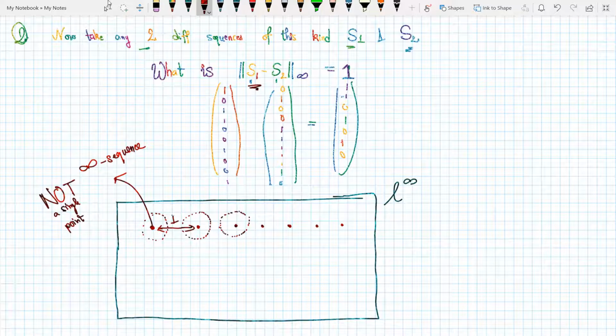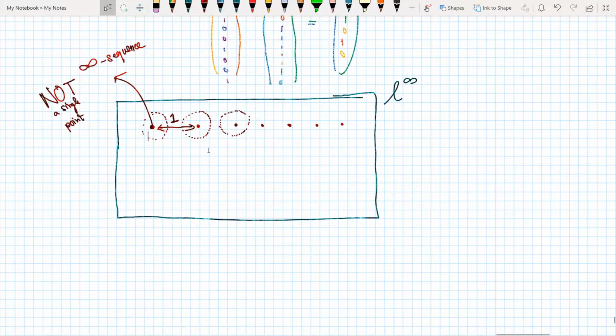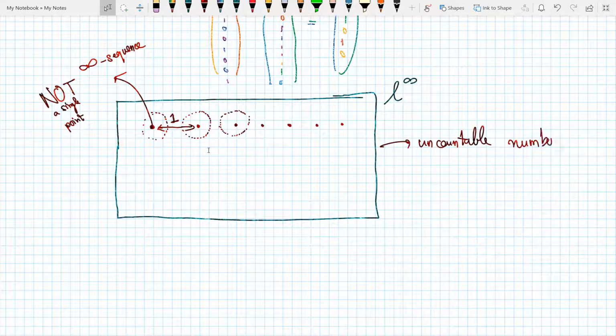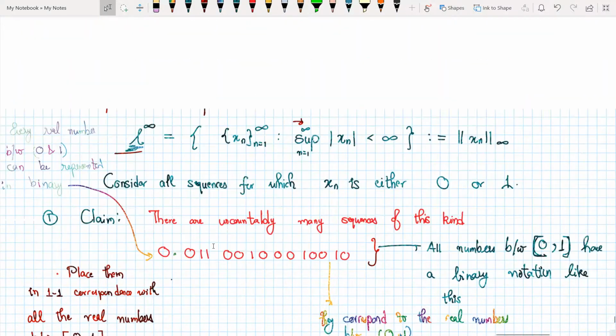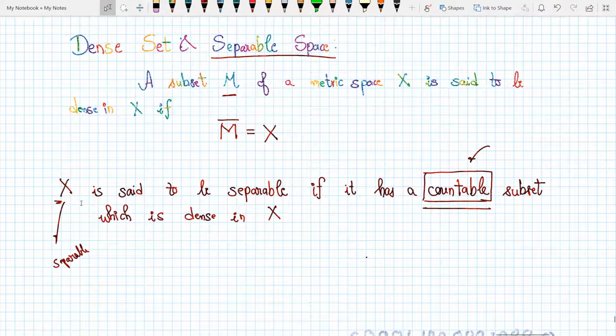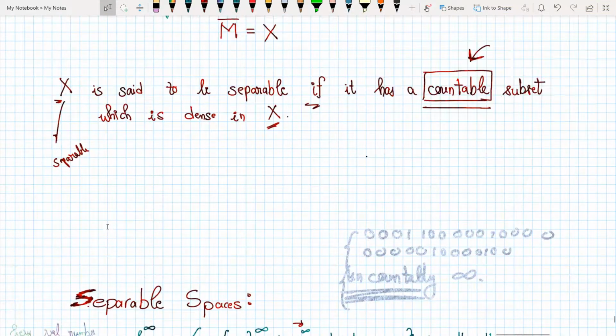And now what I do is I take a ball of radius 1/3. If I draw a ball of radius 1/3 around each of my infinite sequences, I have an uncountable number of balls. Once I have that, I go back to the definition of a dense set, what it meant for a set to be dense or a space to be separable. X is said to be separable if it has a countable subset which is dense in X. This was my definition. Now let's go back and play with this definition for a while. So I should have a countable subset which is dense in X.